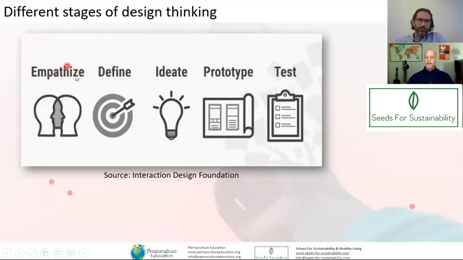Empathize, define, ideate, prototype, and test. These start with empathize. You want to understand the user and the problem you're trying to solve through user research. This is typically done through a human-centered process, with methods such as interviews, focus groups, and surveys.